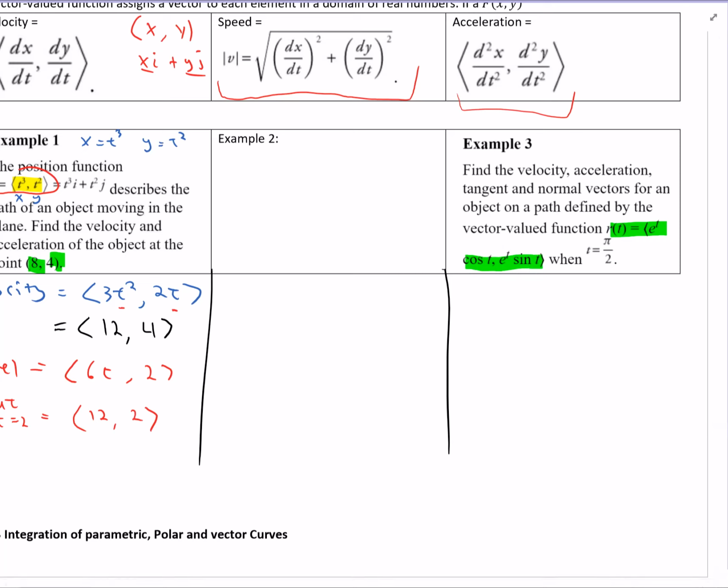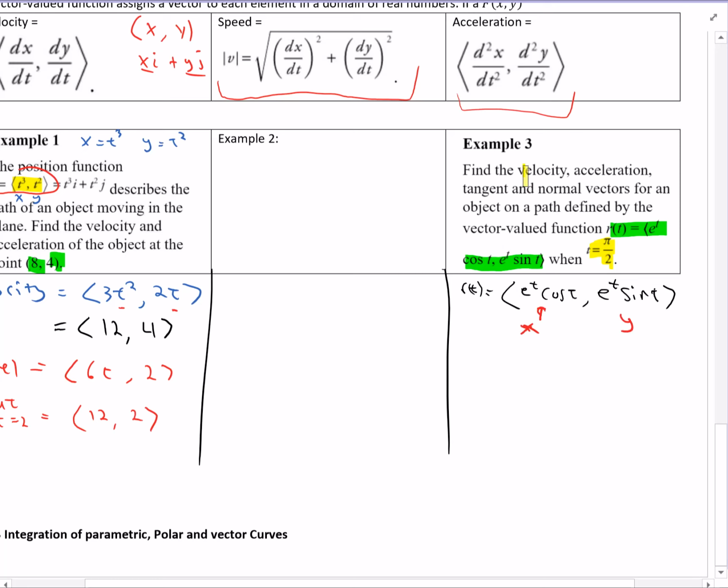e to the t sine t. And again, all they're doing here is defining how the x coordinate changes and how the y coordinate changes. So it's almost exactly like parametric, except just the way it's written is a little bit different.